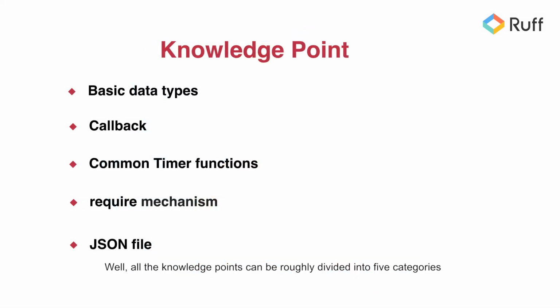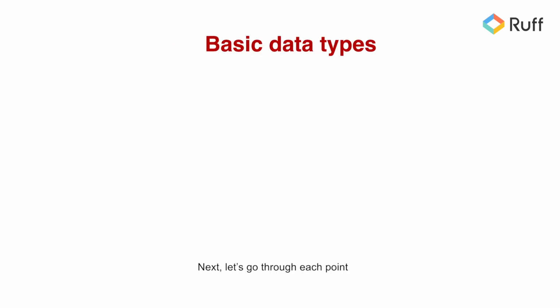Ruff. Well, all the knowledge points can be roughly divided into 5 categories. The first one is the basic data types, and the second one is callback function, its definition and some usages. The third one is some common functions of timer. The fourth one is the require mechanism, and the fifth one is the JSON file, its format and usage. Next, let's go through each point.